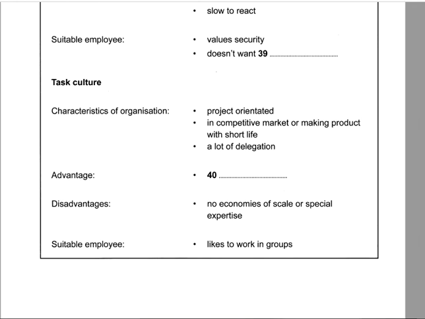Now, one of the major benefits of this culture is that it's flexible, but it does have some major disadvantages too. For instance, it can't produce economies of scale or great depth of expertise. People who like working in groups or teams prefer this type of culture. And finally, the fourth category is called the person culture. This type is quite unusual.